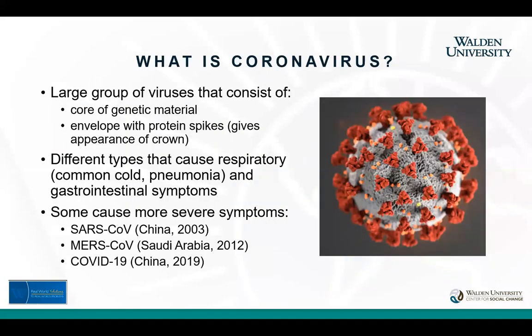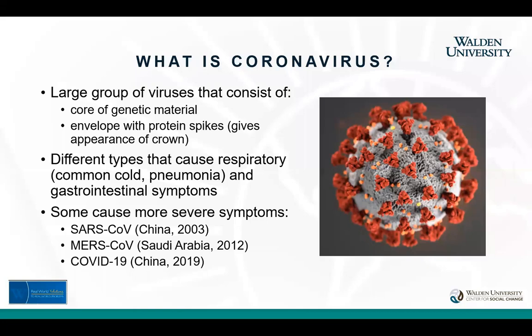So what is coronavirus? It's a large group of viruses that consist of a core of genetic material and surrounding an envelope with protein spikes. And that gives it the appearance of a crown. And the Latin word for crown is corona, so that's where the name comes from. There's several different types of coronavirus, and they cause respiratory and gastrointestinal symptoms. In this outbreak, we're more knowledgeable about these common cold and pneumonia type symptoms being presented. Some of these coronaviruses cause more severe symptoms.